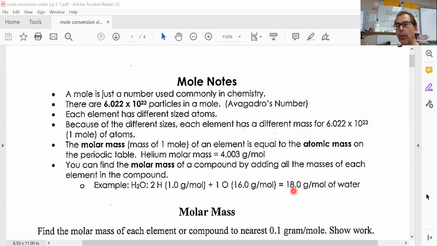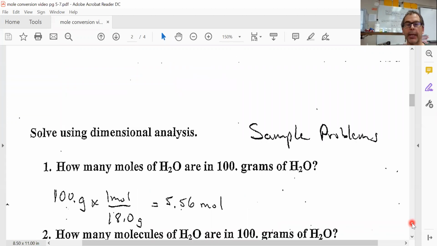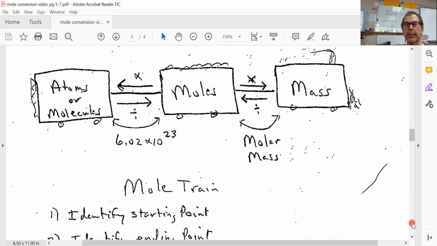All right, let's look at mole conversions, and let's just think about this. If 1 mole is 18 grams, my guess is that 2 moles of water would be double that, or 36 grams. What did I do? I just went from here to here, 2 moles times my molar mass of 18. So it'd be 2 times 18 equals 36.